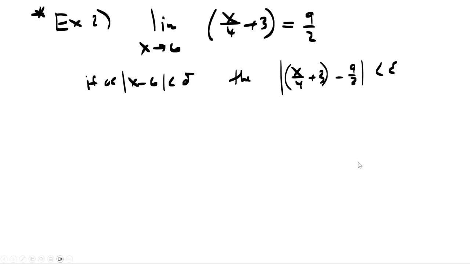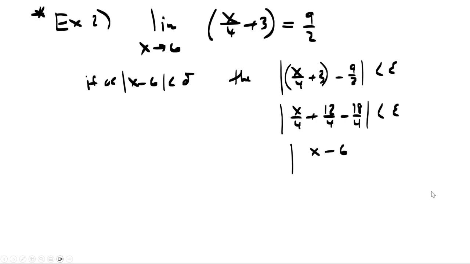All right. So we set out to find our delta to make sure that's true. Let's get rid of the parentheses here, and let's get common denominators. Let's get everything in terms of 4. So 3 is 12 over 4, and 9 over 2 becomes 18 over 4. Okay, 12 minus 18 is negative 6. That's right. So I get this right here in my hands.